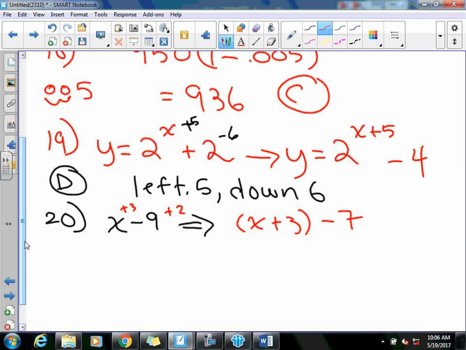So that makes me go left. Anything to do with x is horizontal, and I do the opposite. Inside parentheses, the opposite, outside the same. And that tells me to go up or down. So it's negative 7, so it's down 7. What's that answer? D? Okay, thank you.